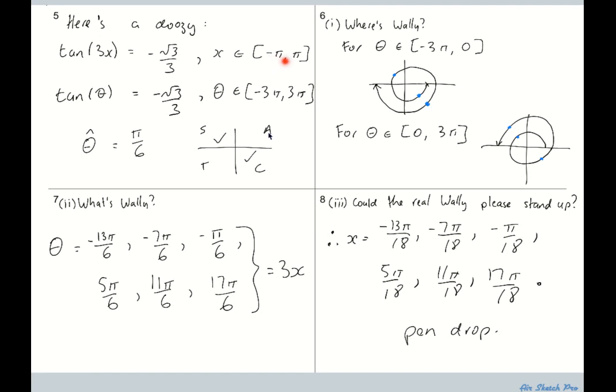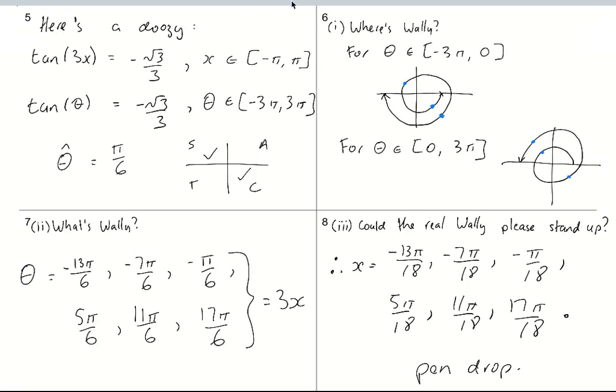The domain was negative pi to pi, and you can see these values definitely fit between negative pi and pi, and hence we can drop our pen. Okay, I'll stop the video, but then I'll ask if anyone has any questions before I let you loose on the problems from the textbook.